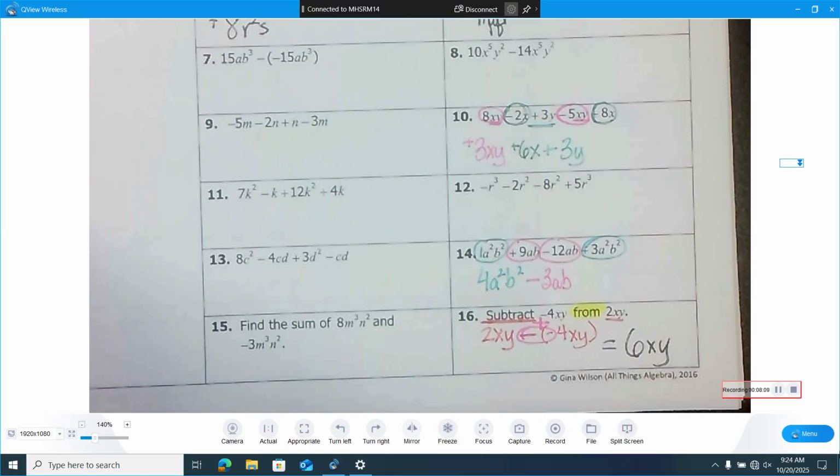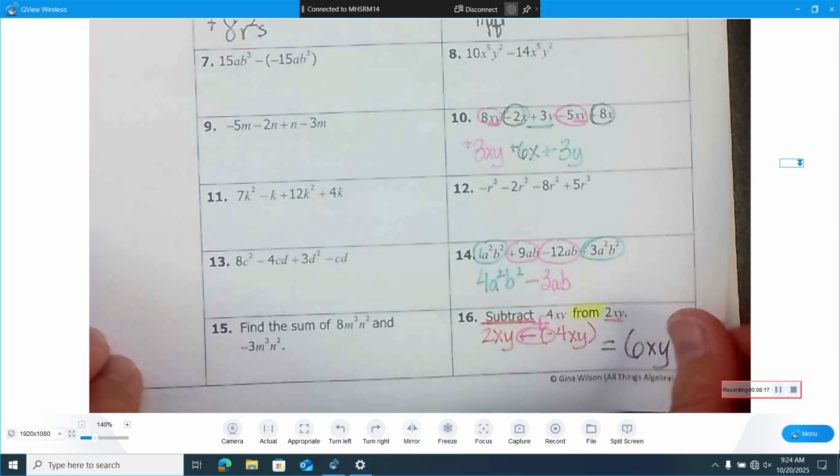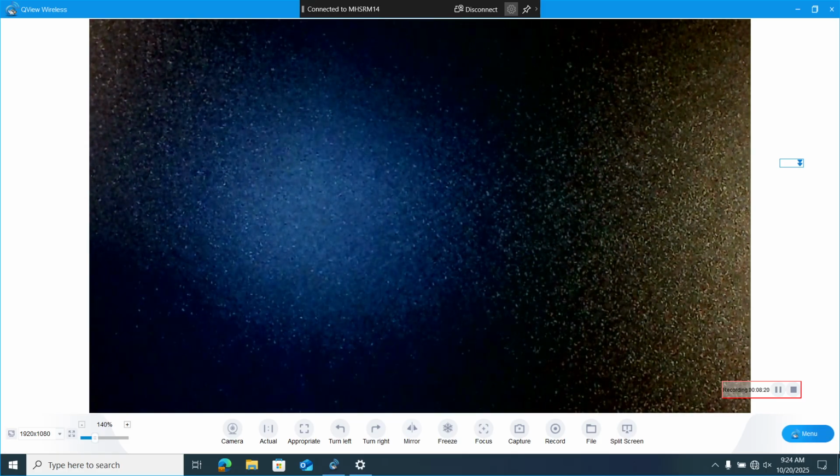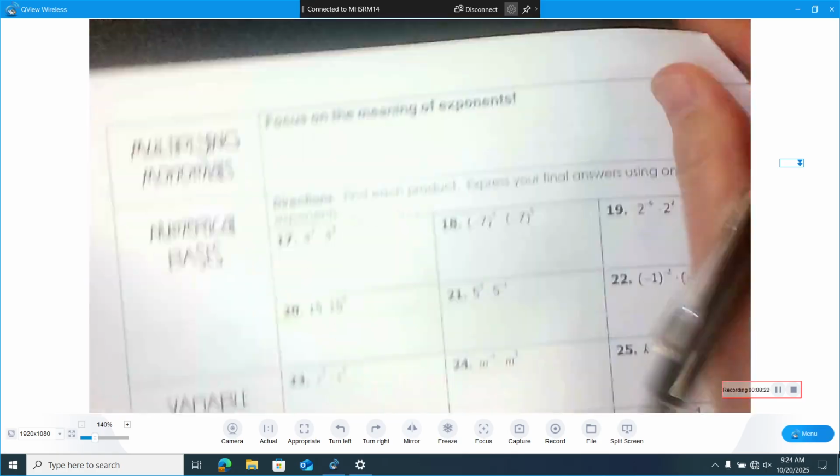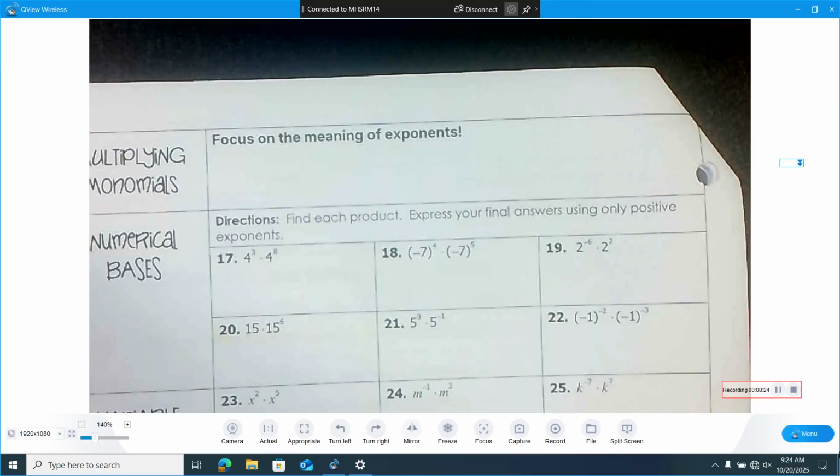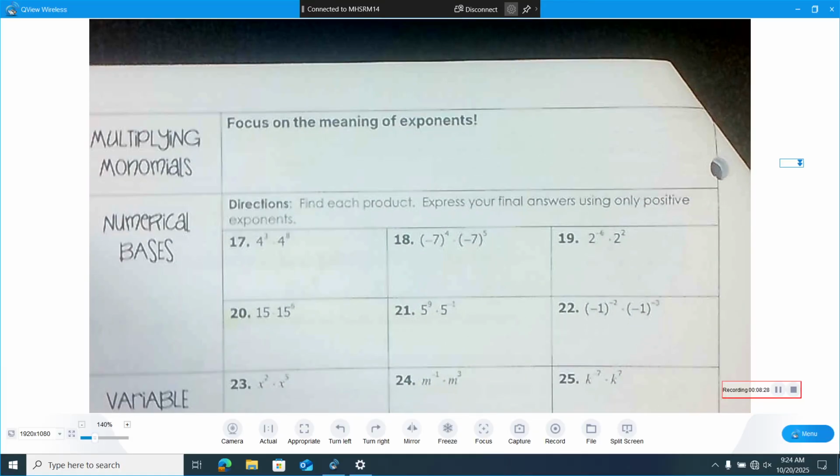Who has a question for me on combining like terms? This is really easy, right? Adding and subtracting, super simple. Okay, we're good at that. Been good at that for a week now. All right. So turn the page. Adding and subtracting is really easy, but multiplying gets a little more challenging.